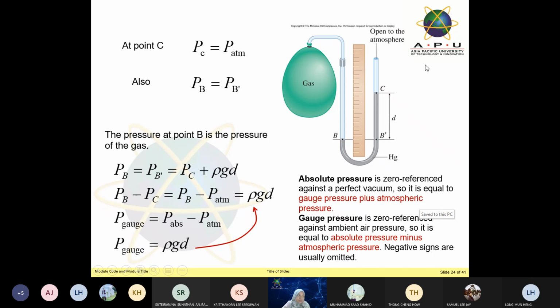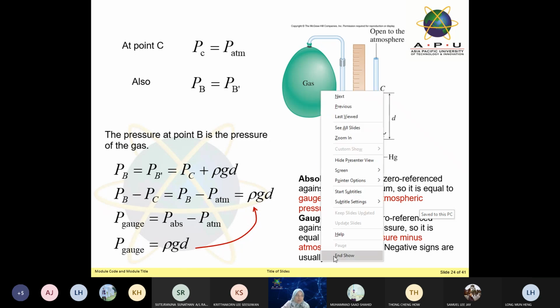Next, for the calculation, at point C. In the barometer just now, how many points did we have? Still remember or not? Barometer, how many points for pressure? Anyone can answer in the chat? Forget already. Aiyo.